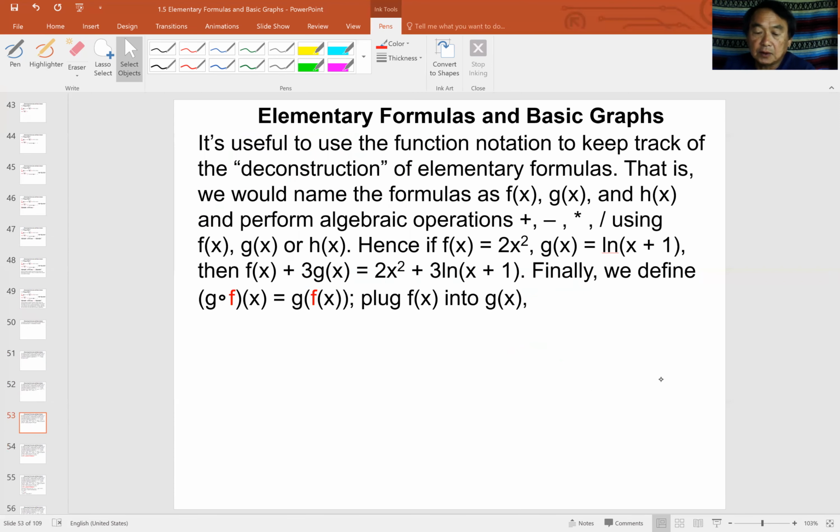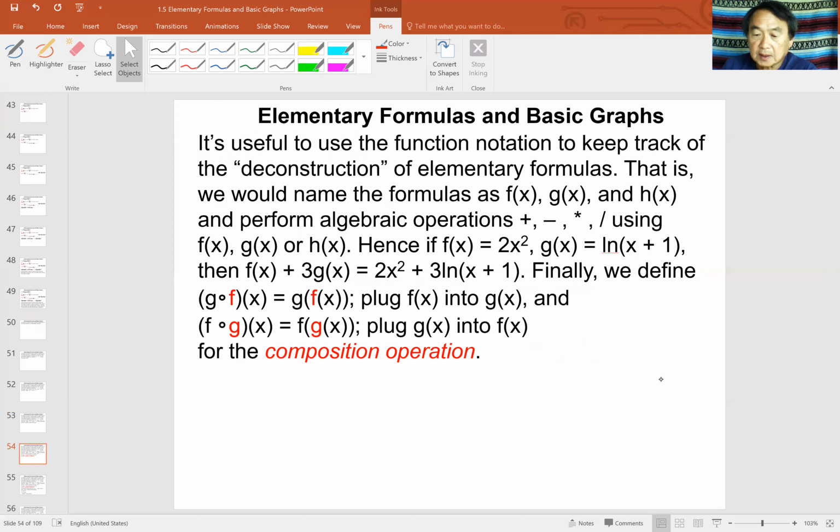Okay, and here are some examples of deconstructing formulas. We also use this circle operation, which we call the composition operation, with a little circle. The way to read this circle is: whoever is closest to the x, it reads from right to left. The x is fed into that one first. Whatever comes out is then fed into that one. So g circle f of x, view it as an assembly line, kind of backwards.